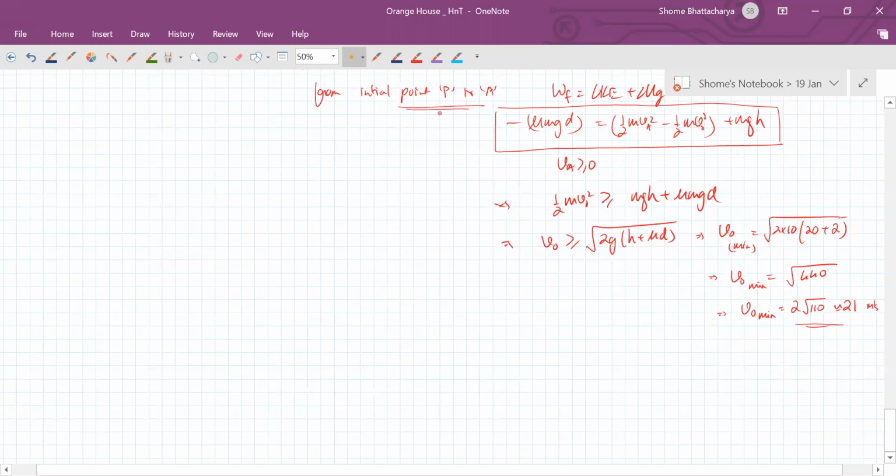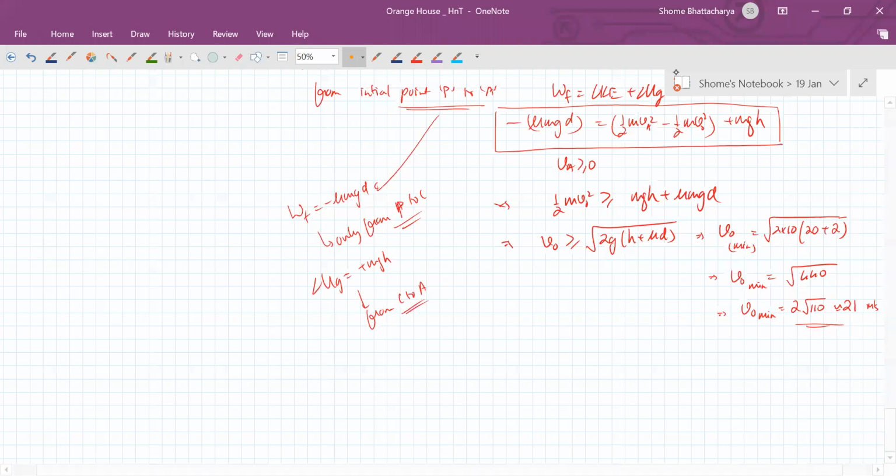So for this full journey, work done by friction is equal to minus mu mgd. This is only from P to C, that part only. Whereas change in potential energy is plus mgh, and that is happening as it goes from C to A.